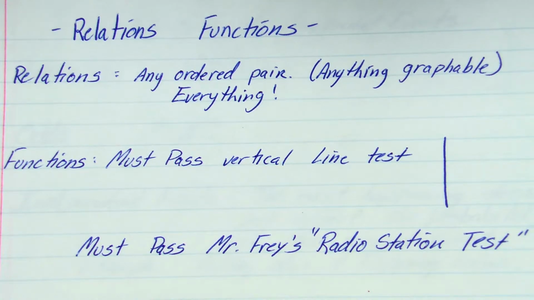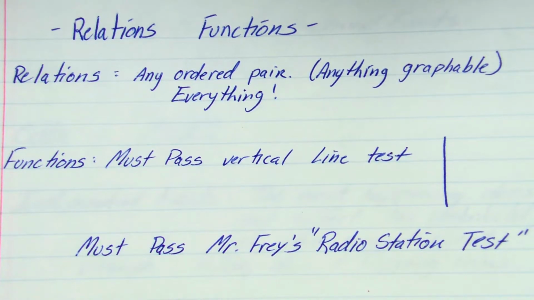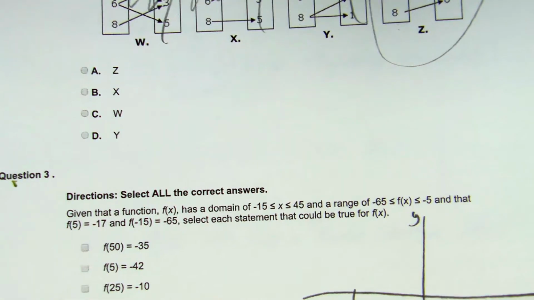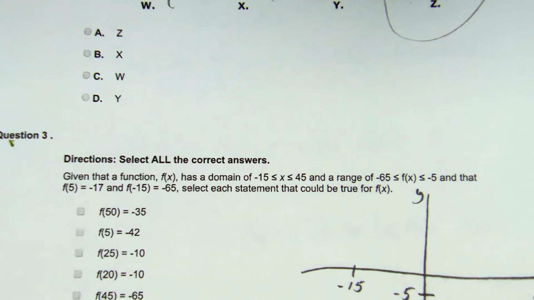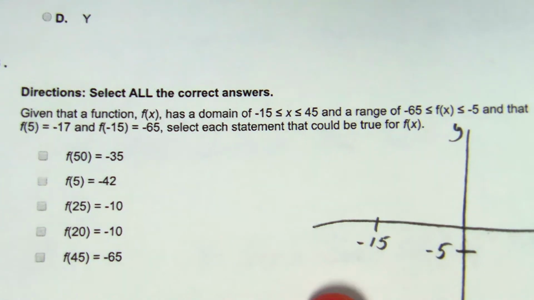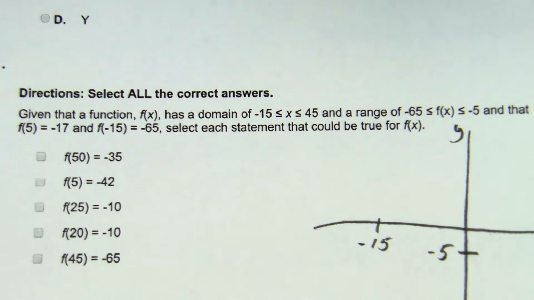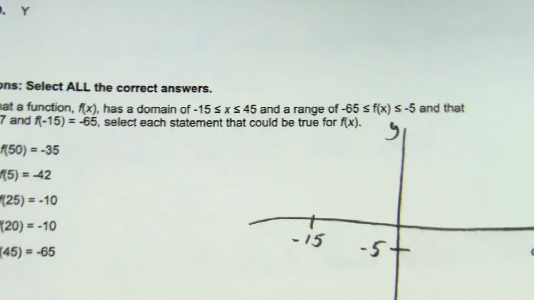Then they like to give you a weird one. I've seen these. They started popping these on last year. So let's talk about these. They're real easy. Again, if you can understand my radio station test, you should be good to go. So let's see. It says, given that a function f of x, oh, sorry, let me zoom in so you can see. Given that a function f of x has a domain of -15 to +45, so we're going to include them. So I just kind of sketched it so you can see.